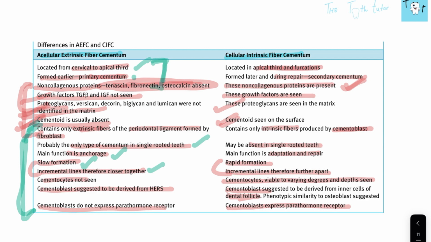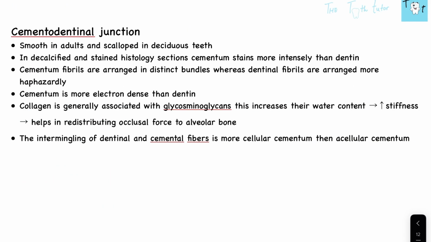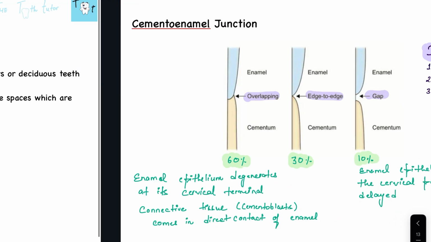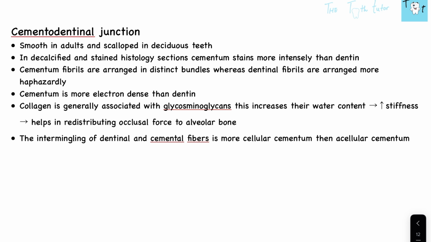Now moving ahead with the cemento-dentinal junction. We are done with the classification. Now these are the little tiny topics that may come in as a short note or in your viva, even in your practical exams, so you should know about them. Coming to the cemento-dentinal junction, you would know it is the junction between the cementum and the dentine, right?